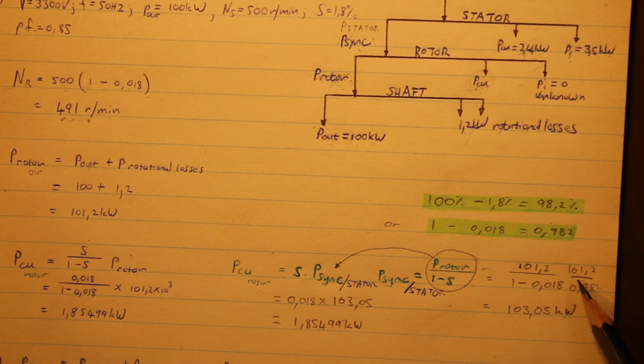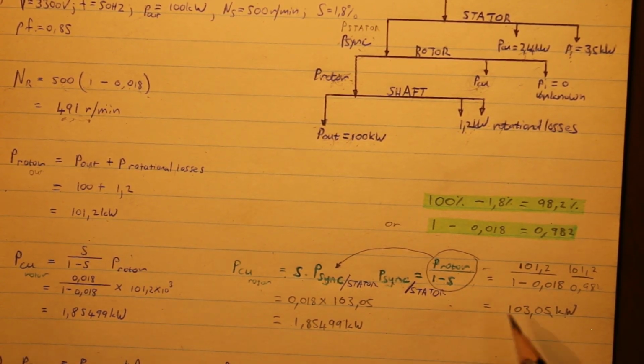So essentially that's 101,2 divided by 0,982. And you'll see that because we're dividing it by that fractional part of a number, it's going to get bigger. Okay, so you see the stator now has a power out of 103,05 kilowatts. So the power is increasing, and that's what we'd expect.